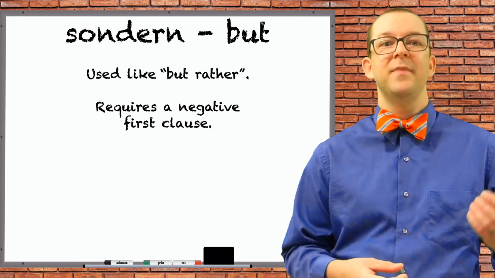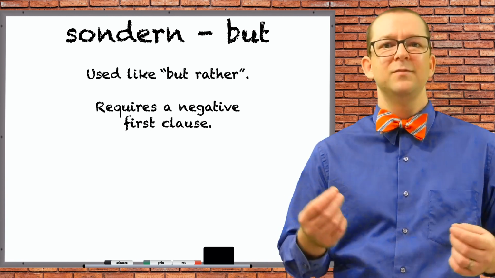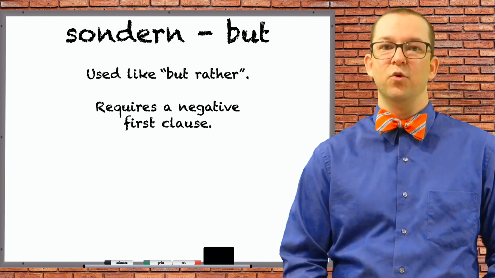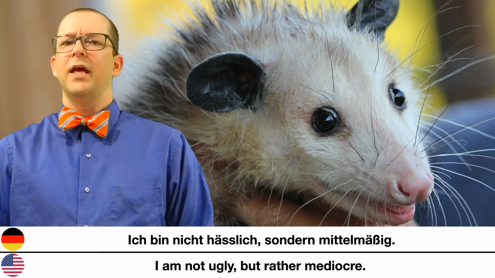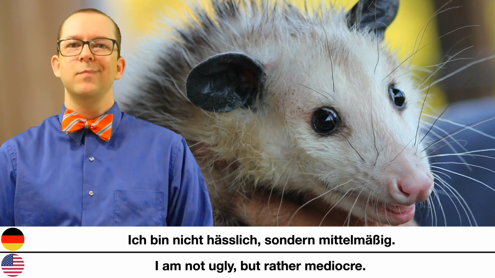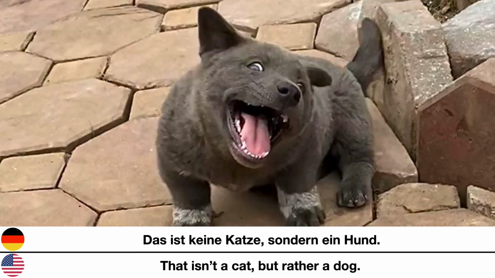It shows that the thing mentioned before the conjunction is being negated by the thing after it. This means that the conjunction sondern must be used after a negation of some sort. For example, ich bin nicht hässlich, sondern mittelmäßig. I'm not ugly, but rather mediocre. Das ist keine Katze, sondern ein Hund. This isn't a cat, but rather a dog.